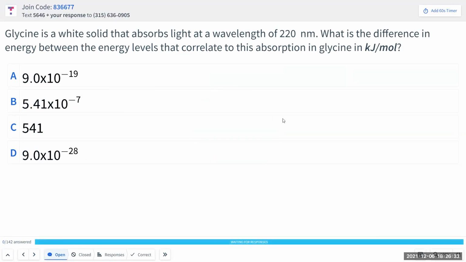Calculating the energy. This is from the light-matter interactions unit, specifically about the properties of light. Using the particle nature of light, we were able to determine the energy of a photon. So all you have to do is determine the energy of the photon and then multiply that by Avogadro's number to find the energy of 1 mole of photons.